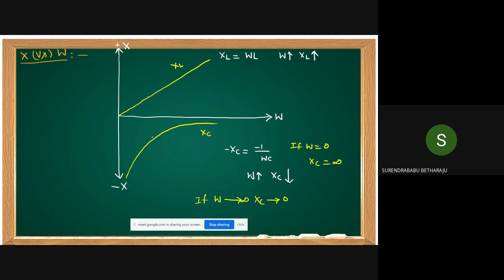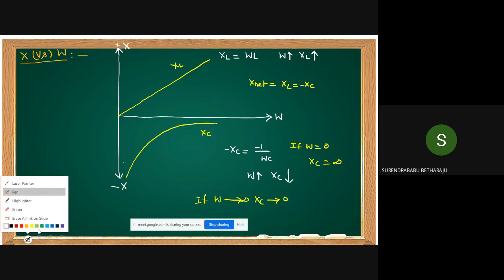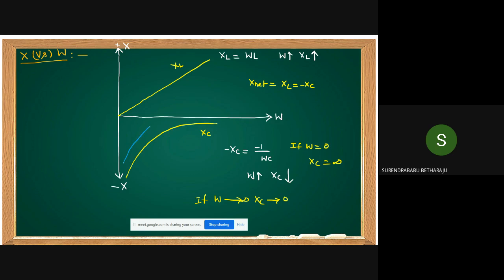But what is the X net, students? Net reactance is X net equal to XL minus Xc. If you take the difference between these two, I get the net reactance curve like this. At a particular frequency, XL minus Xc is 0. Then what is that frequency? Resonating frequency.